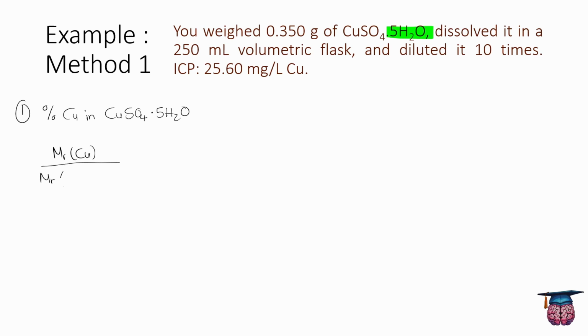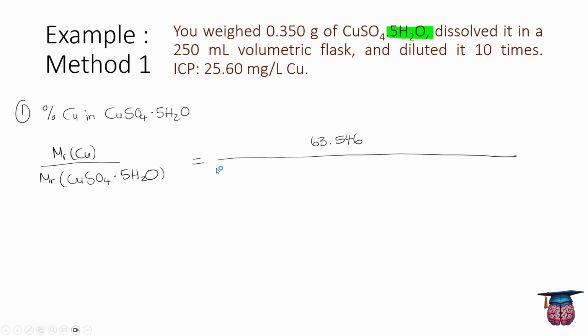This is simply the molar mass of the copper divided by the molar mass of the entire compound, including the 5 water molecules that surround the copper sulfate molecules. So first off, we begin with our molar mass of copper, and the next ones we take step by step. Now let's start from the left.